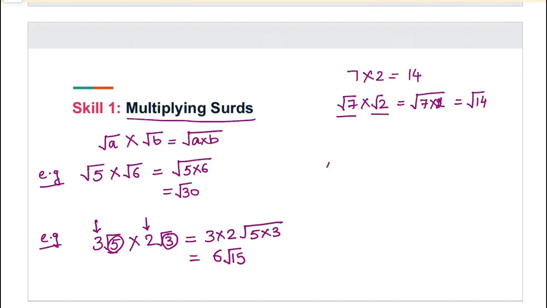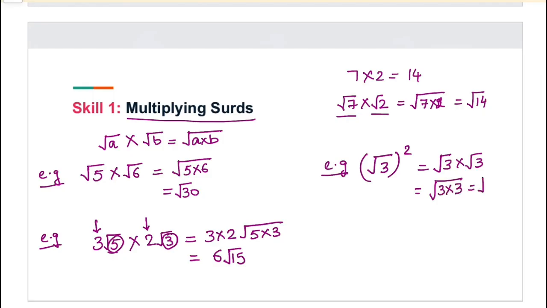Let's do one more example. Let's do square root of 3 and then squared. Squaring means you're multiplying the number by itself. So that will give you square root of 3 times square root of 3, which gives you square root of 3 times 3, which is square root of 9, and square root of 9 gives us 3.